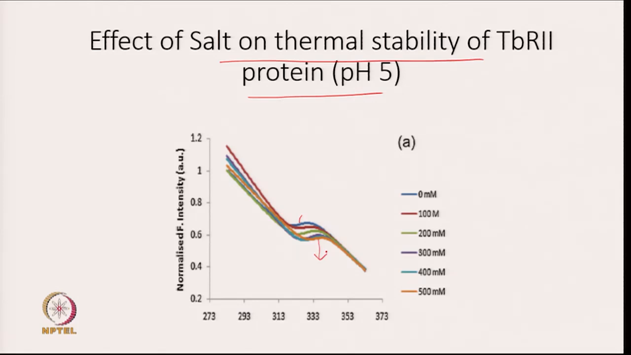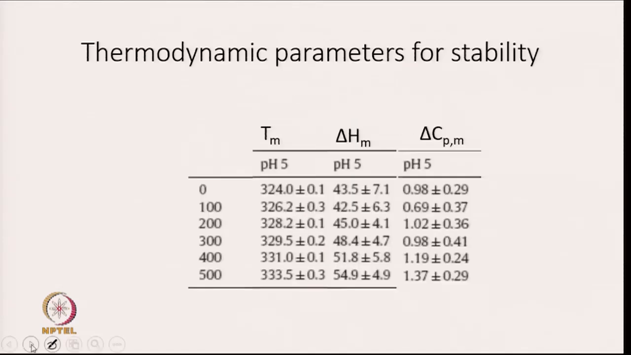Salt is known to destabilize or stabilize protein, and in this case what you are looking at is Tm going from this position to this position, and so there is a shift of Tm towards higher temperature on addition of salt. And what does that mean? Salt is stabilizing the protein. And this is your thermodynamic parameter for stability.